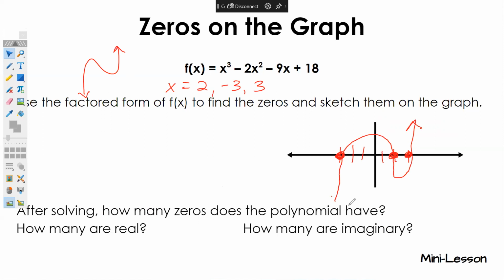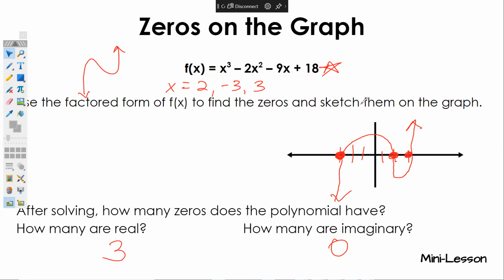Okay, if you're ever unsure of the sketch of the graph, just plug this into Desmos. You can do it that way. Now, how many of these are real? All of them, all 3. How many are imaginary? None. Remember, your imaginary solutions do not show up on the x-axis. So that's the only downside to plotting it. If you plot it, you're only going to be able to see the real ones. Imaginary ones you have to actually solve for.